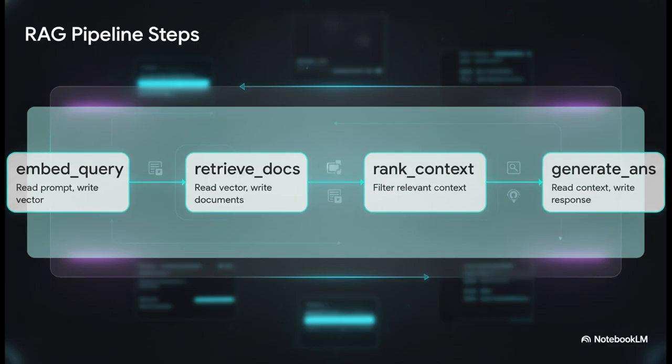Step 1. Embed query. Reads the user's prompt and writes a vector to the state. Step 2. Retrieve documents. Reads that vector and writes a list of raw documents. Step 3. Rank context. Reads those documents and writes a filtered, highly relevant context array. And finally, step 4, generate answer. Reads both the prompt and the refined context to write the final response. Every single action explicitly reads and writes specific declared state fields. If your pipeline hallucinates, you don't panic. You just look at the exact state between step 2 and step 3 to see precisely what documents were retrieved.